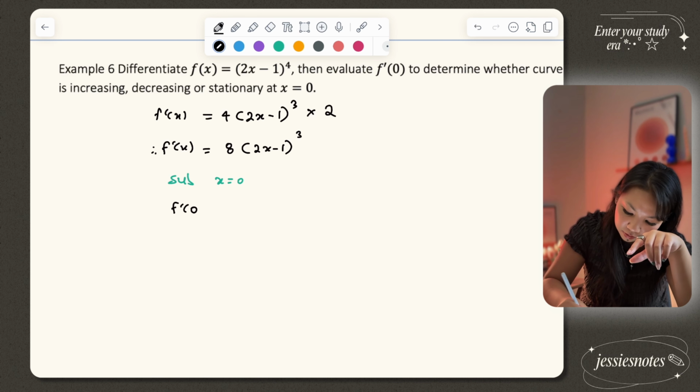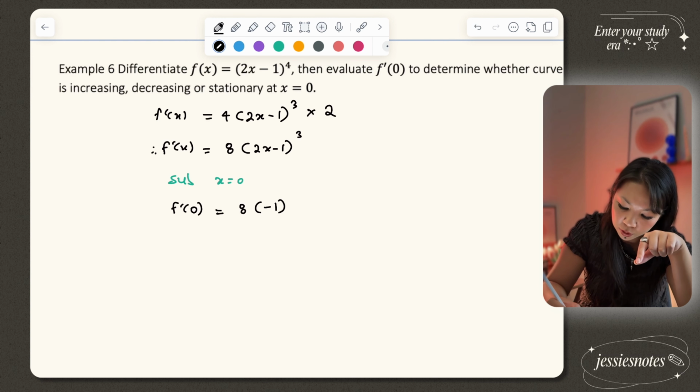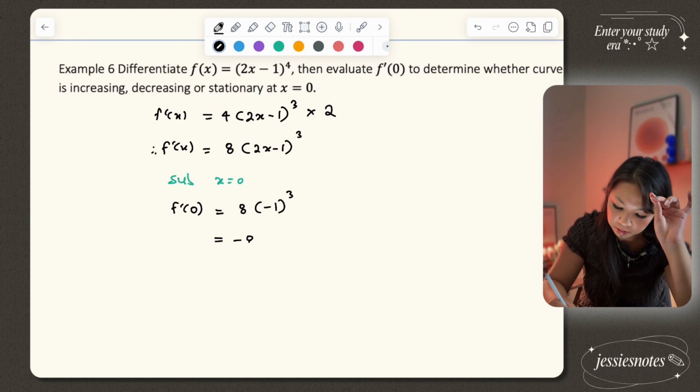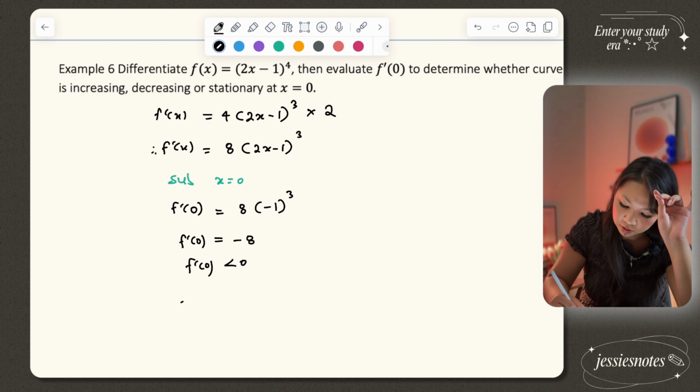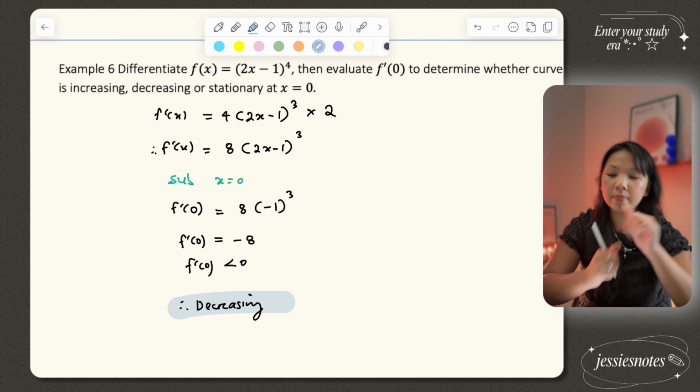We get f dash of 0 equals 8 times 2 times 0, which is just 0. So 0 minus 1 is negative 1 to the power of 3. Negative 1 cubed is just negative 1. So that becomes negative 8. So therefore this is less than 0. So therefore it is decreasing at this point.